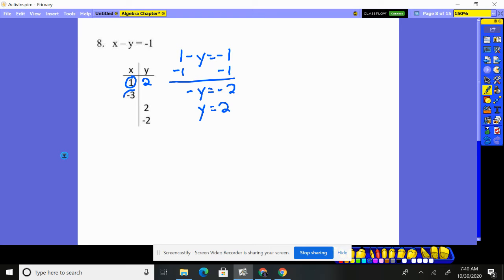Next problem, I'm going to plug x being -3 in. -3 minus y equals -1. We now add a 3, add a 3. We get the opposite of y is 2. Therefore, y must be -2.